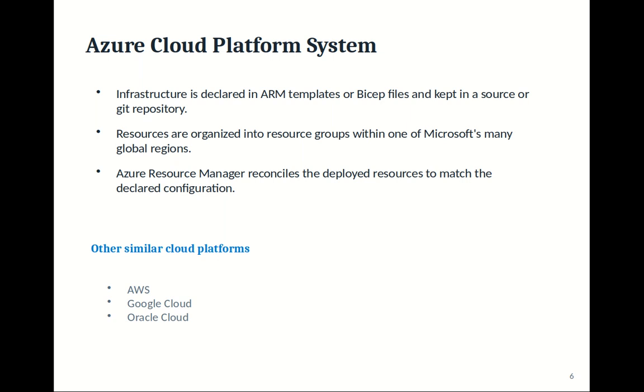Azure cloud platform system: infrastructure is declared in Azure Resource Manager ARM templates or Bicep files and kept in a source or Git repository. Resources are organized into resource groups within one of Microsoft's many global regions. Azure Resource Manager reconciles the deployed resources to match the declared configuration. Other similar cloud platforms: AWS, Google Cloud, IBM Cloud, Oracle Cloud.